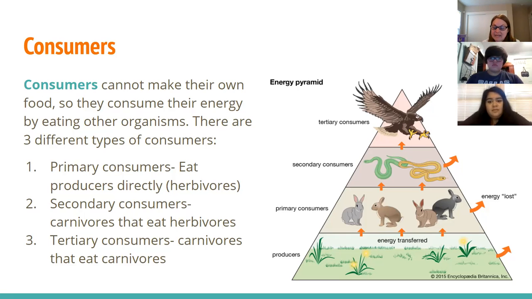And then you have secondary consumers that eat the primary consumers. And then you have the tertiary consumers that are predators and carnivores that eat other carnivores. So you've got all these different animals interacting within the consumers.